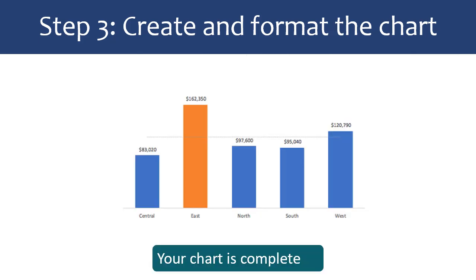Your chart is complete. The dotted line represents the average sales, while the orange bar serves to draw attention to the maximum amount of sales.